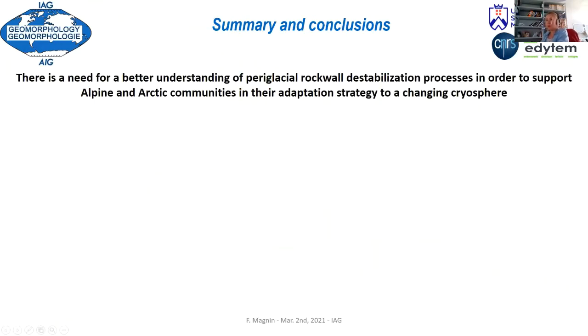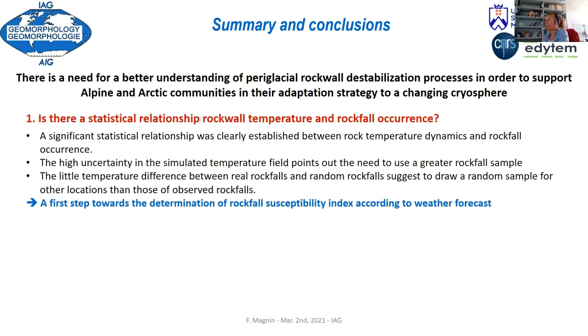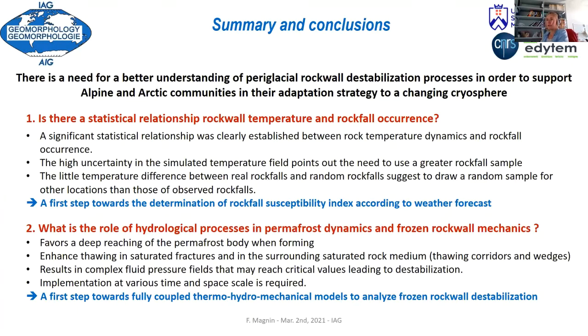So to conclude, there is a need for a better understanding of periglacial rock slope destabilization processes in order to support alpine and Arctic communities in their adaptation strategy to a changing cryosphere. And to answer that need, we have conducted statistical analysis of rockfall temperature and rockfall occurrence. We have made some first steps toward the determination of a rockfall susceptibility index. And we also tried to develop a more complex model by incorporating hydrological processes in permafrost dynamics.